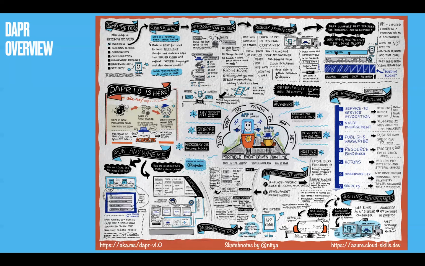Second, there is state management. The state management is pluggable. Okay, so if I want to use Redis as a database, I can use Redis, and if I want to switch to Postgres, all I have to do is go to the YAML file where I have defined Redis as a database and change it to Postgres. Everything else would be taken care of by Dapper.